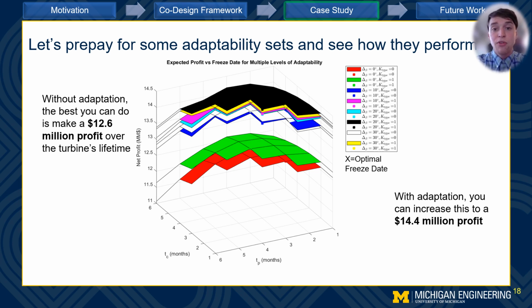Here, we've prepaid for a bunch of different adaptability sets and plotted their respective performances as a function of free state. The free state that corresponds to the best performance is shown as an X on each surface. This allows us to determine both the profit optimal adaptability set size and the optimal free state for each set. By prepaying for an appropriately sized adaptability set, we can improve the lifetime profit of a system by nearly $2 million. This corresponds to a levelized cost of energy of about 5.5 cents per kilowatt hour.